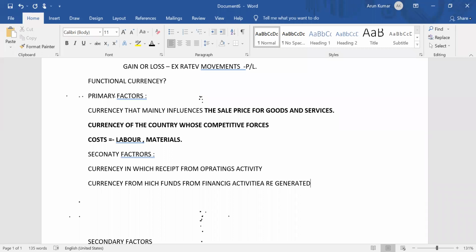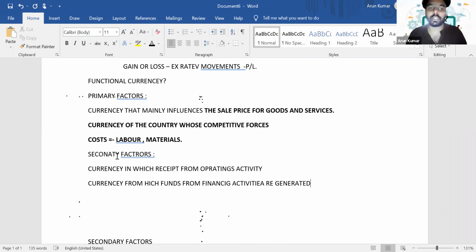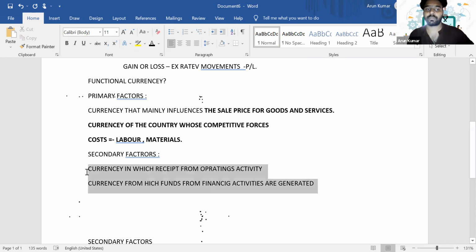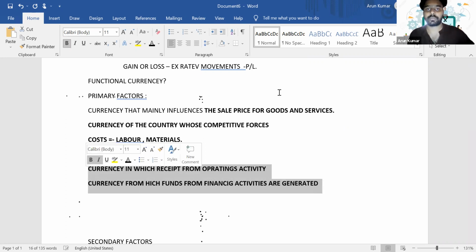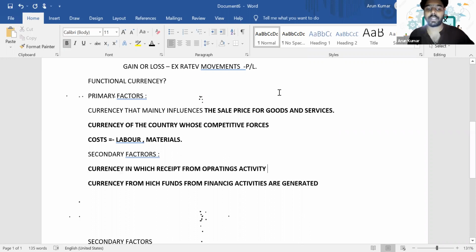Is it clear? So we have two types of factors. We can consider two different types of factors to determine the functional currency. Either we can focus on the primary factors or we can focus on the secondary factors. Is it clear, everyone? Can you reply in the chat? All of you, please reply in the chat.